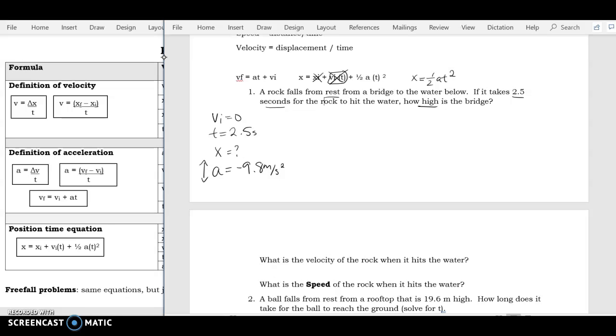All right, so looking at those four, I'm going to choose this formula right here. Again, I have taken out the first part of that formula because that information is 0. So because of that, you no longer need that part. So here's my formula. I've written my givens, I've written what I'm looking for, and now I've chosen my formula. Now I'm going to just plug in my numbers.